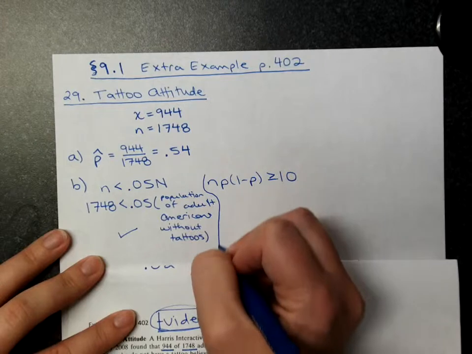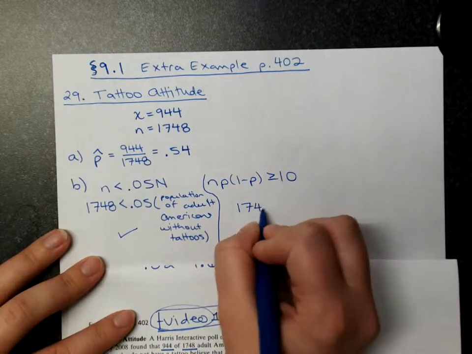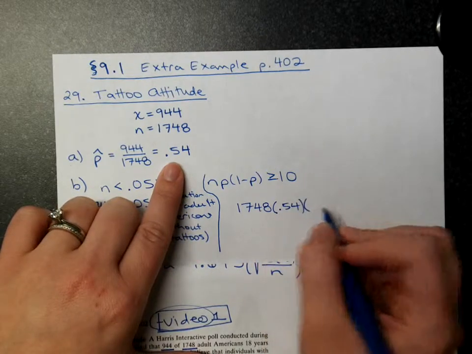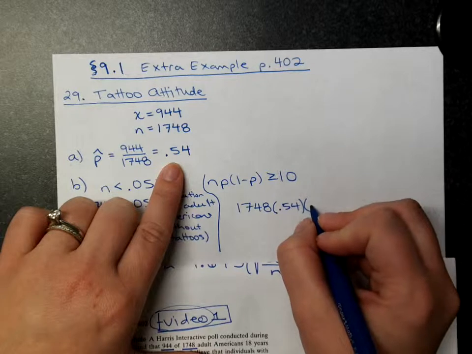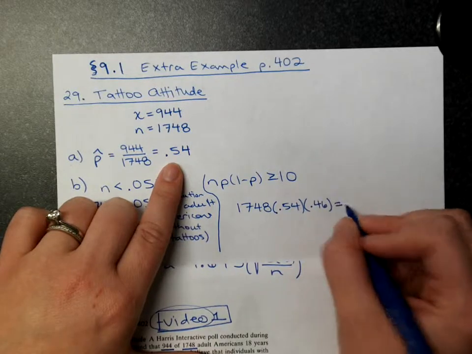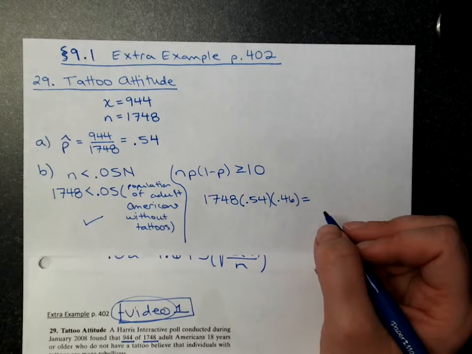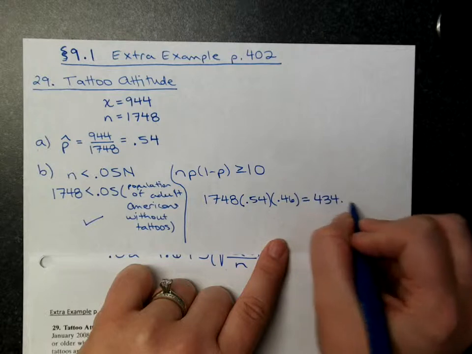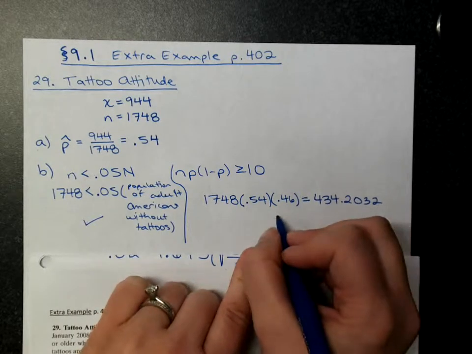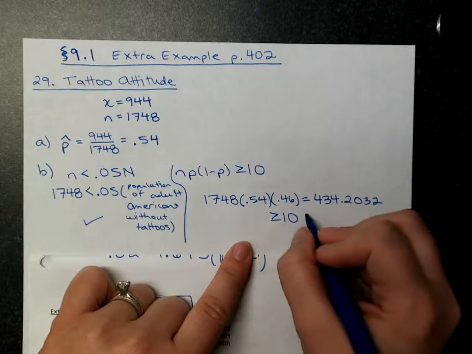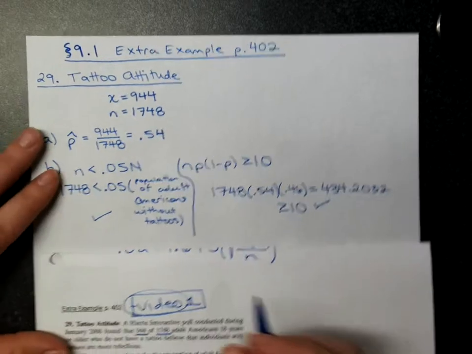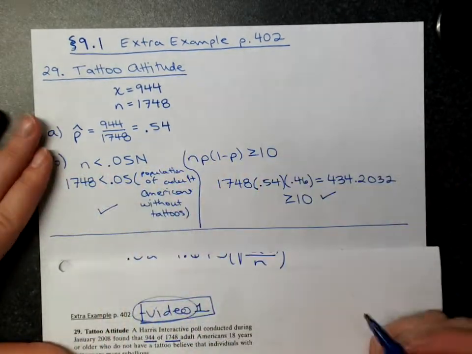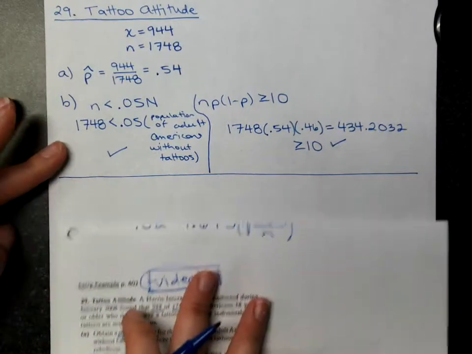The other one is an actual calculation. N times P, which is 0.54, times 1 minus P, which is 0.46. If you crunch those numbers, you should get 434.2032. And as long as that is greater than or equal to 10, which it is, you can put your check mark. So with those two conditions satisfied, we can say that this is considered normal, and we can use our steps for constructing a confidence interval.